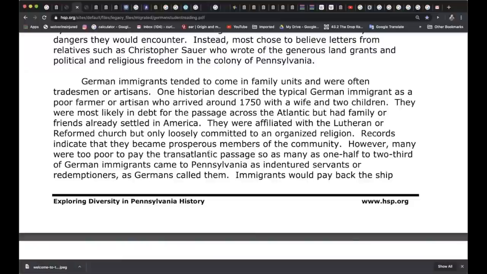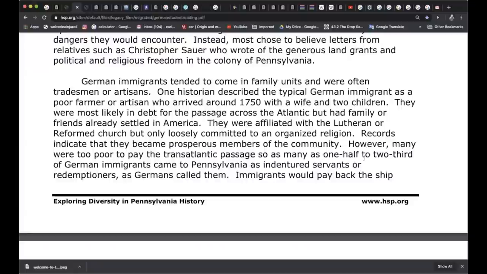Records indicate that they became prosperous members of the community. However, many were too poor to pay for the what? For the transatlantic passage. We're talking about the German transatlantic slave trade. Yes, not the African slave trade, transatlantic.